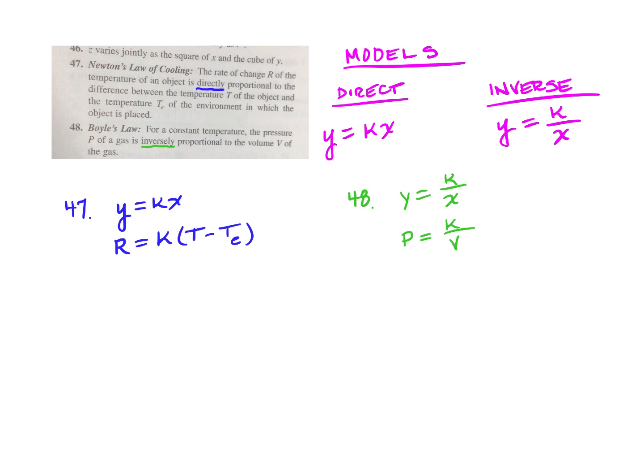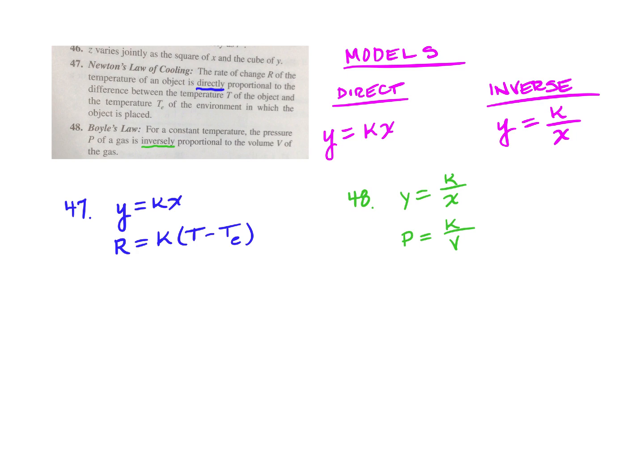So when we look at 47, it says the rate of change R, so I'm going to use R in my relationship, of the temperature of an object is, and then I come to the word directly. When I see that word directly, I've underlined it in blue. That tells me my model is in the form y equals k times x. And we know then that it's proportional to the difference between temperature of the object and the temperature of the environment in which the object is placed.